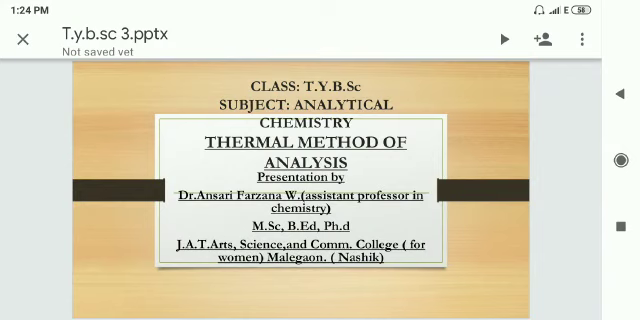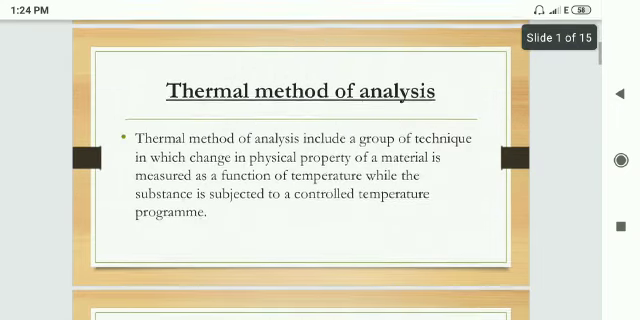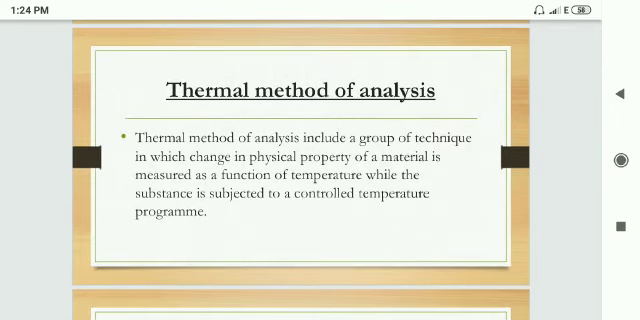As we have seen in the previous section, gravimetric analysis and electrogravimetric analysis. Now today we shall discuss the thermal methods of analysis of TYBSc Analytical Chemistry. Thermal methods of analysis include a group of techniques in which a change in a physical property of a material is measured as a function of temperature while the substance is subjected to a controlled temperature program.